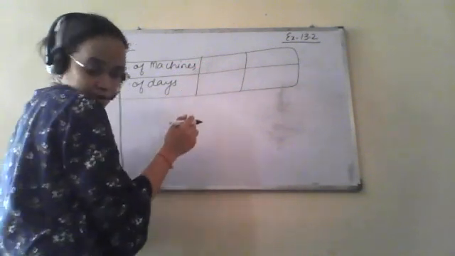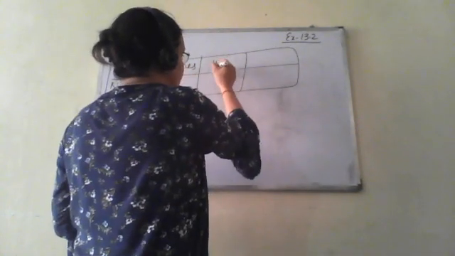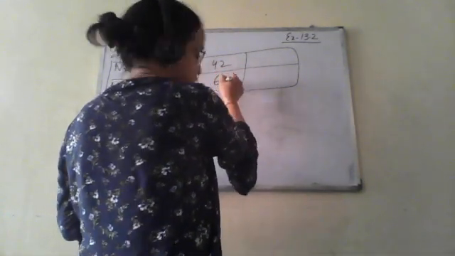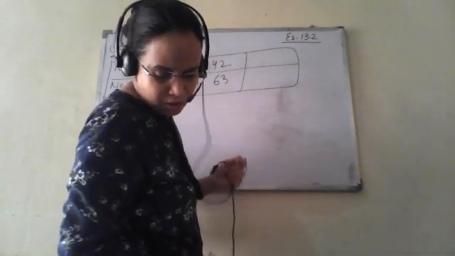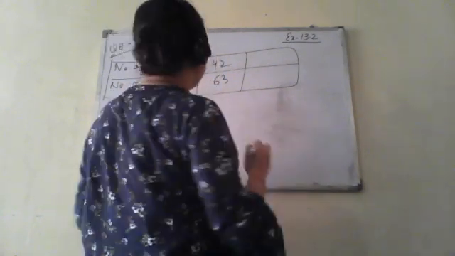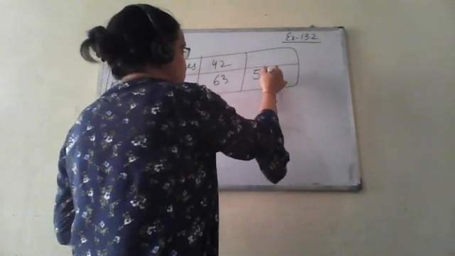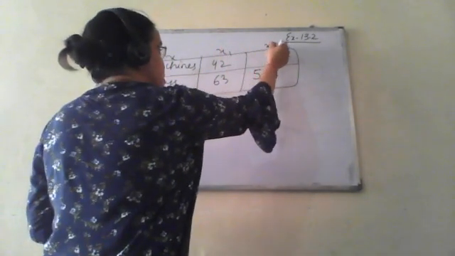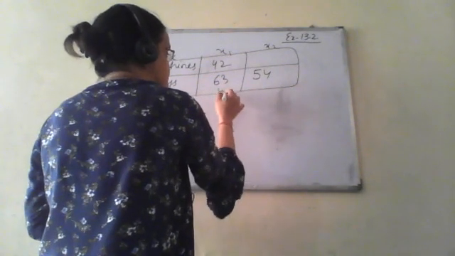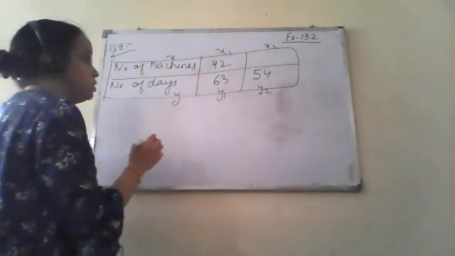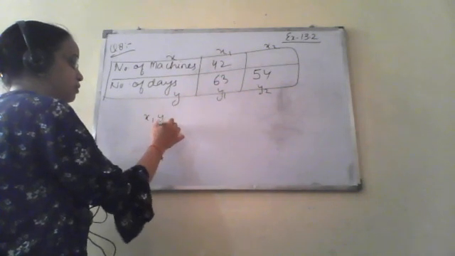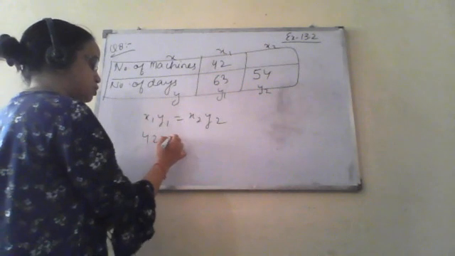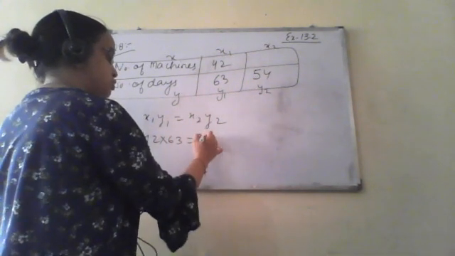First, 42 machines were required to produce a given number of articles in 63 days. We have to calculate how many machines are required to produce the same number of articles in 54 days. So now we have to calculate the number of machines. This is our x, this is x1, this is x2, this is y, this is y1, y2. So we have x1 y1 equals x2 y2. That means 42 into 63. This is x2, we have to calculate.